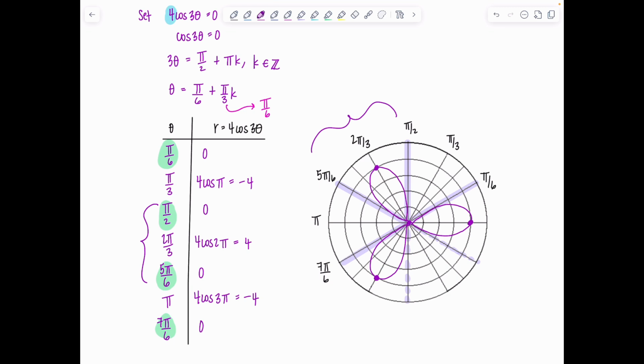Okay, notice this is pi over 3 here. From here to here is another pi over 3. You could also think of this as negative pi over 6 if you like. And then there's pi over 3. Beautiful, beautiful. Okay, so that's the graph.